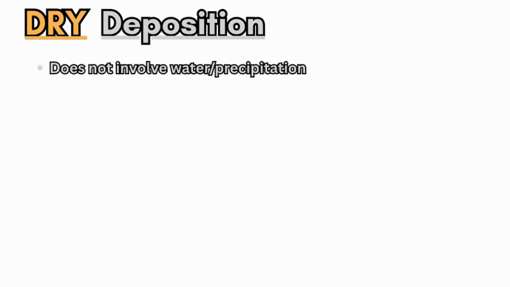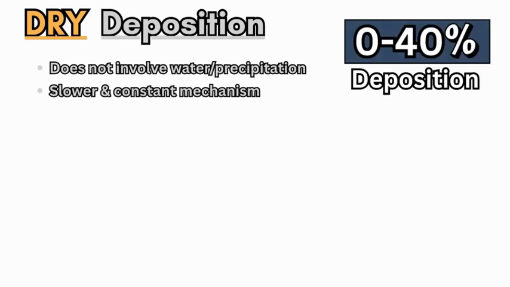Of the two types of deposition, dry deposition does not involve water, and it is a slower and more constant mechanism that results in deposition. The percentage of deposition which is dry ranges from 0 up to 40, and in some extreme cases can be up to 60% of all deposition, but the majority is going to be wet deposition.